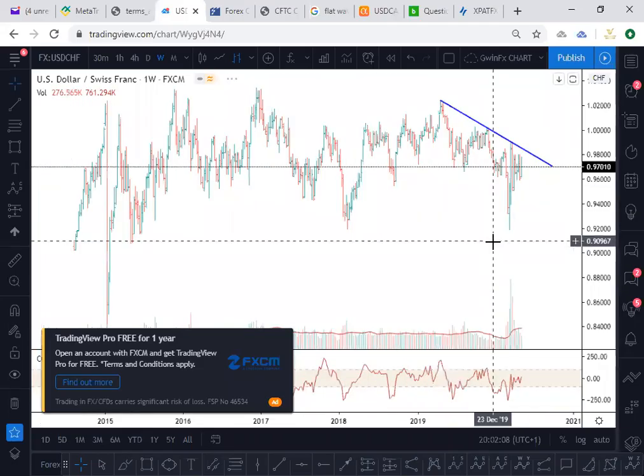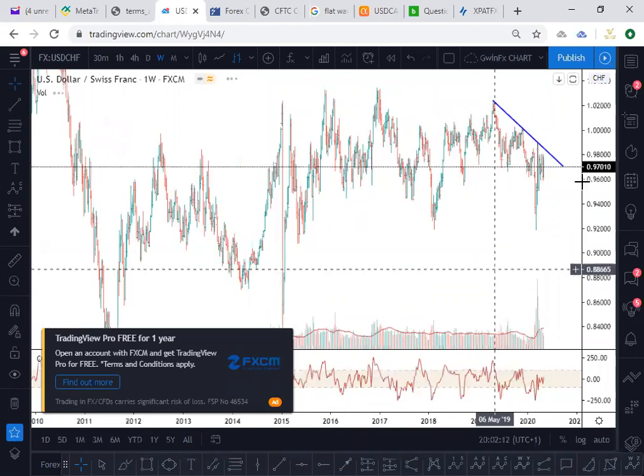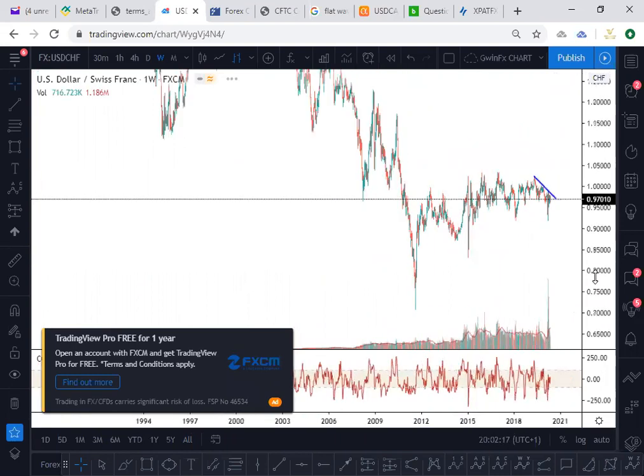And today, we'll be looking at a market overview of the major currency pairs and also some minor pairs. All right, so let's go straight into the chart, and then we look at what kind of price action we are having.